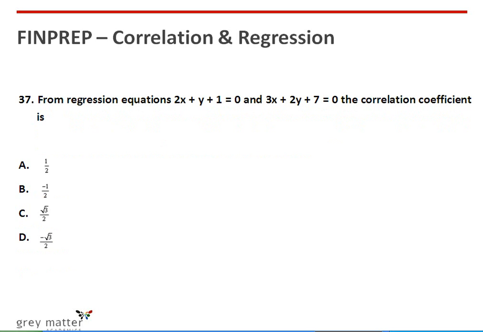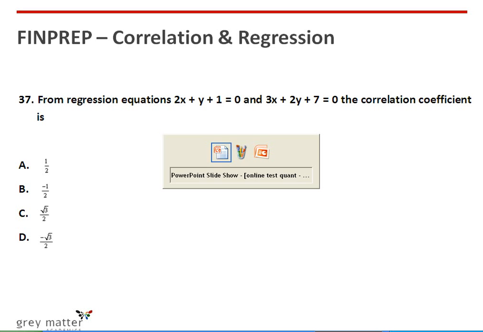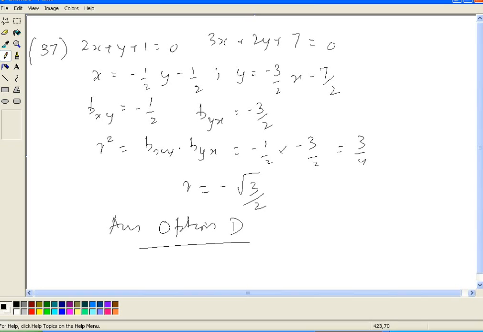37th question: from the regression equations 2x plus y plus 1 equal to 0 and 3x plus 2y plus 7 equal to 0, the correlation coefficient needs to be calculated. Going to our work area, from 2x plus y plus 1 equal to 0, x can be rewritten as x equal to minus half y minus 1 by 2, and from 3x plus 2y plus 7 equal to 0, y equal to minus 3 by 2 x minus 7 by 2.